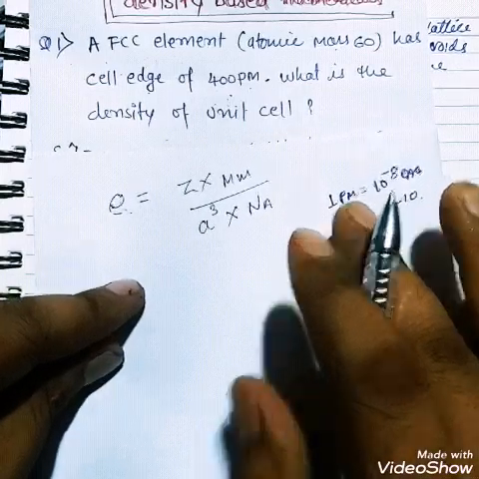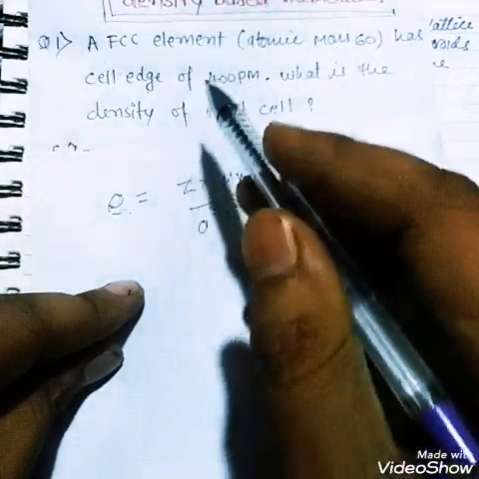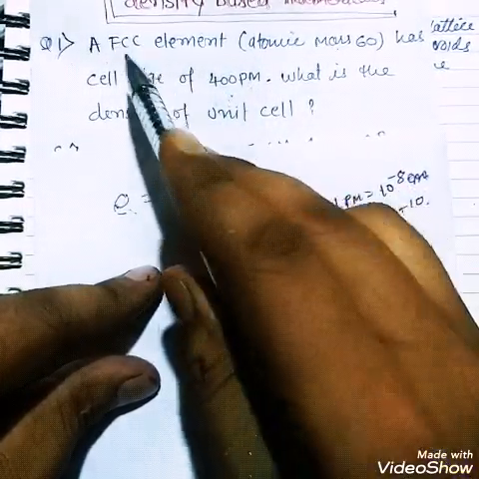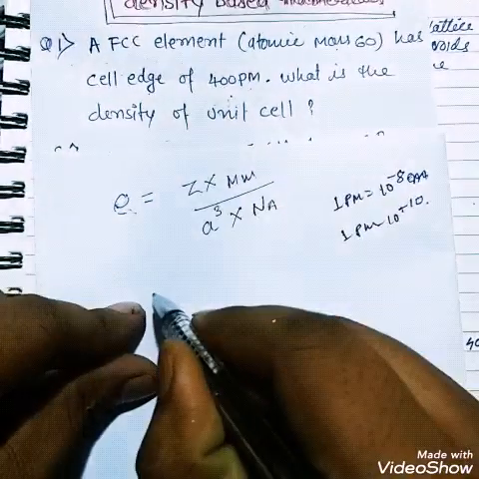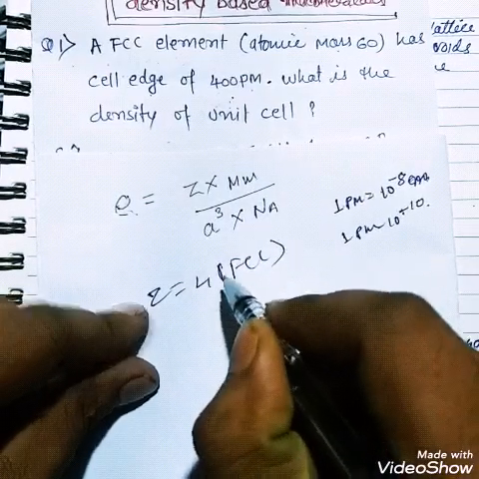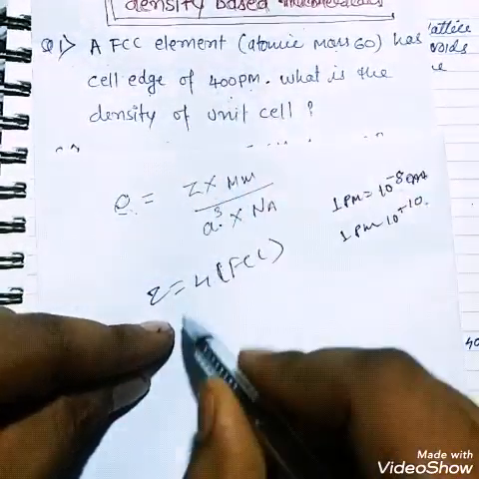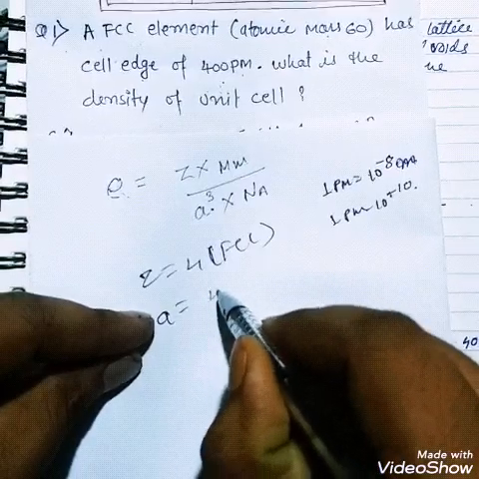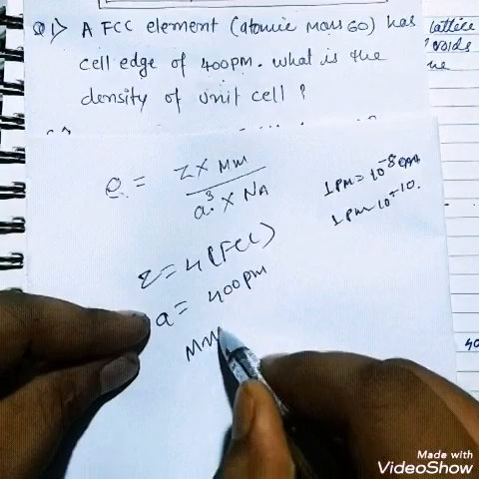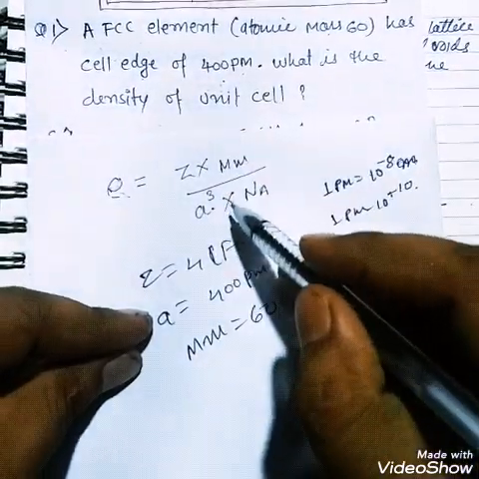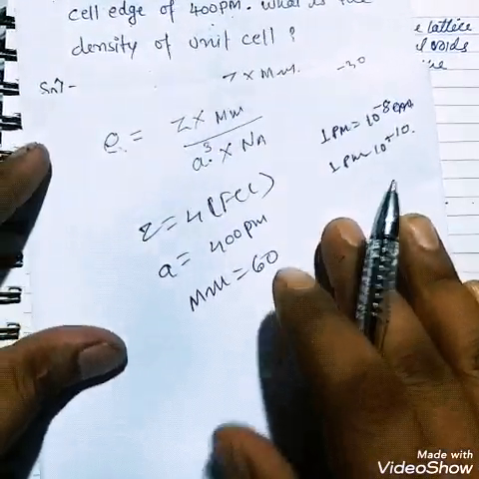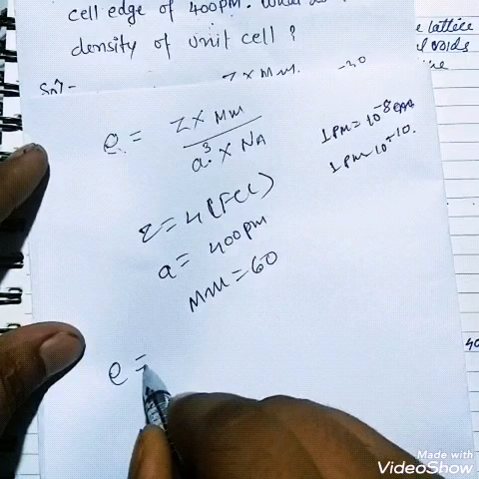Now first you check which parameters are available and which are needed. FCC means the Z value is 4. The edge length a equals 400 pm, and the atomic mass, that means molar mass, is 60. So out of 4 parameters there are 3 values, and we need the density, because the question is asking for the density.